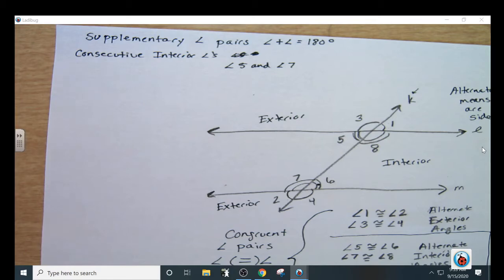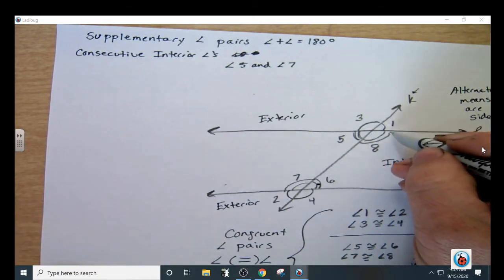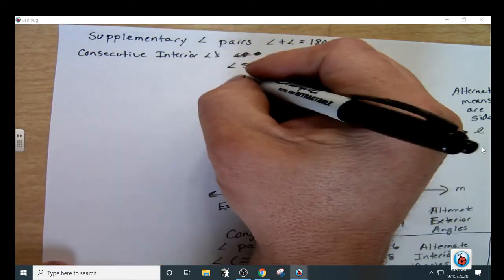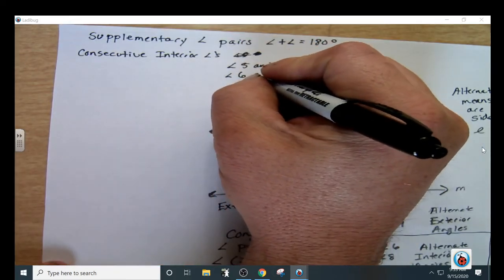What's the other pair of consecutive interior angles here? 8 and 6. That's the only other pair here.